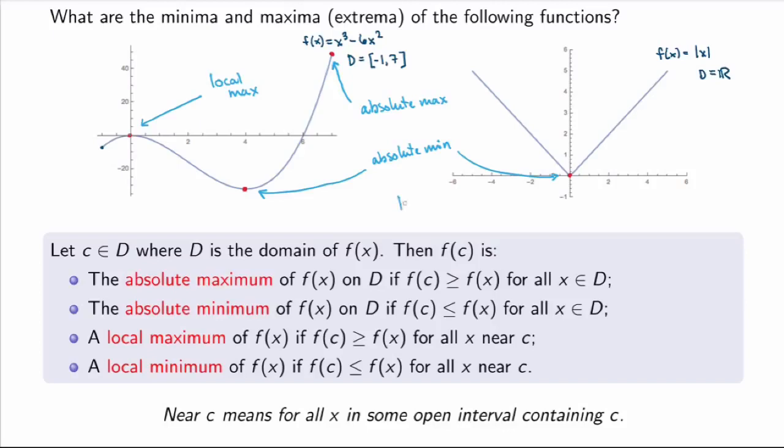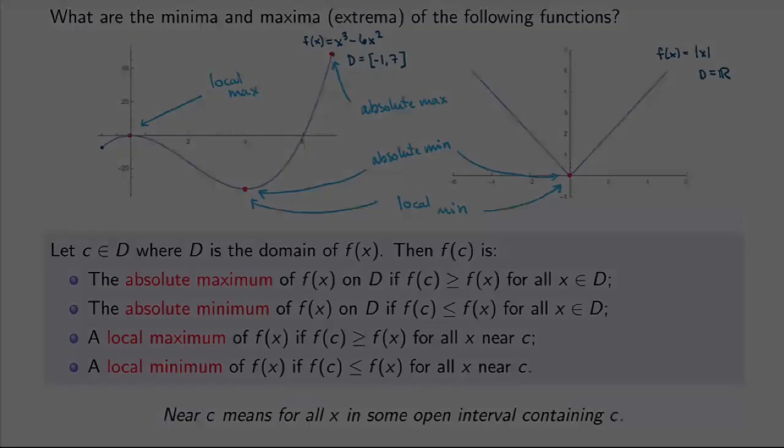All right, and as far as local min are concerned, there are two here in this example. There's this one here, which is a local min because indeed the value of the function is less than the value of the function for all x near c. It turns out that this is also an absolute min. And similarly here, our absolute min is also a local min.